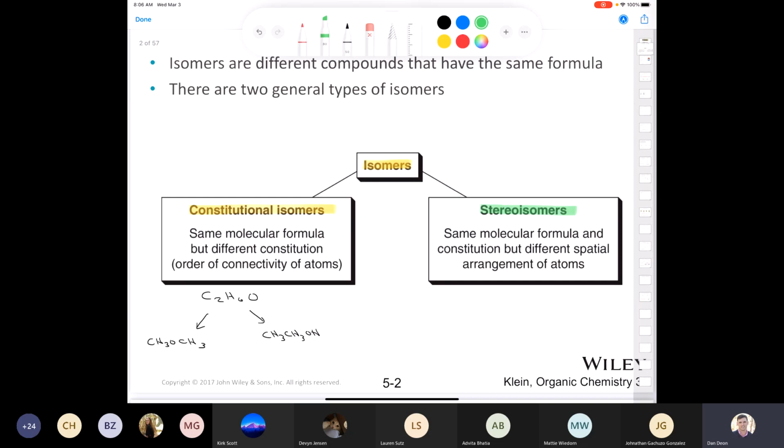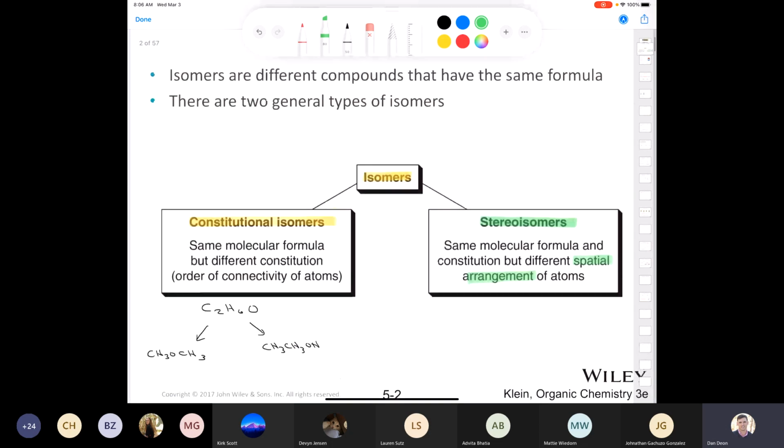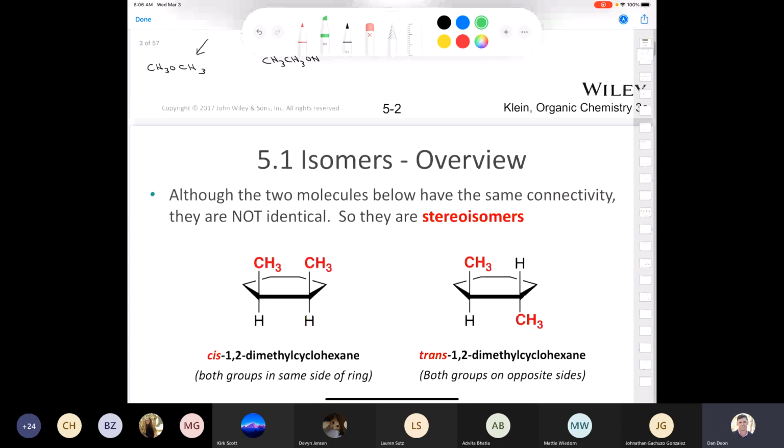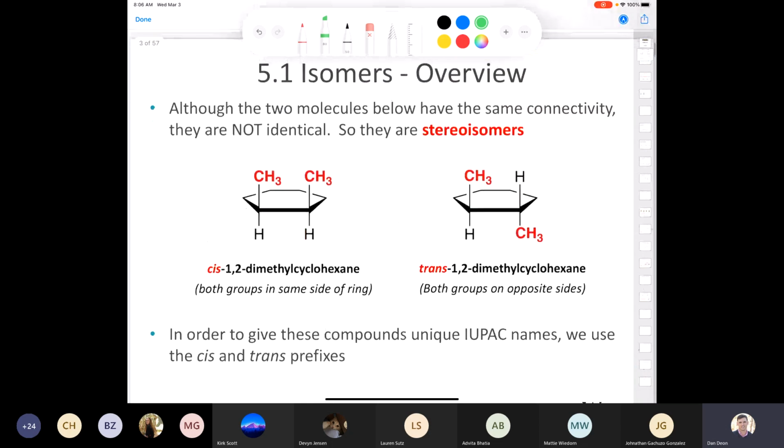Okay, so this is a little more complex because we're dealing with compounds that have the same molecular formula and the same connectivity. How do they differ? They differ in the spatial arrangement of atoms. And if you're wondering what spatial means, spatial just means the arrangement of the atoms in space or in 3 dimensions. And that's why molecular models are going to be very handy to have when you're studying Chapter 5.